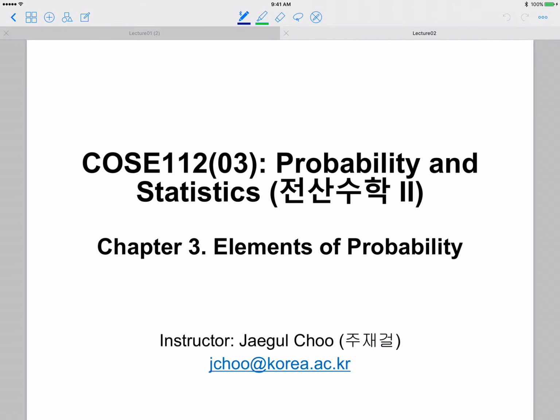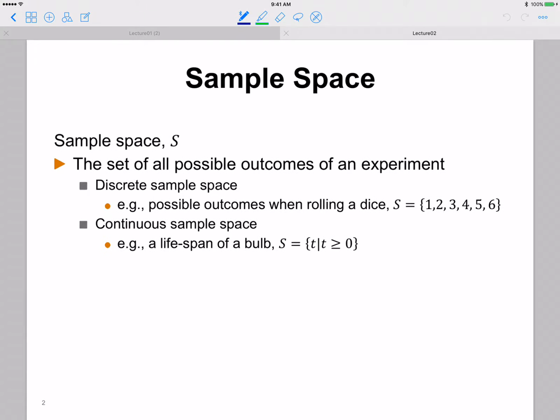Okay, then let's move on to chapter 3, the elements of probability. Now we will study some terms. The first one is the sample space. The definition of it is the set of all the possible outcomes of an experiment. This is the sample space.